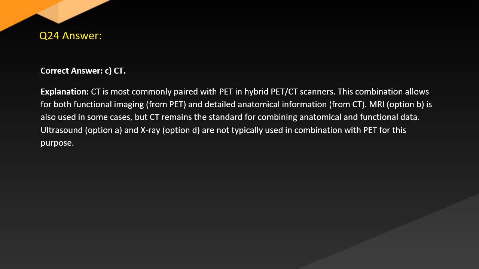CT is most commonly paired with PET in hybrid PET scanners. This combination allows for both functional imaging from PET and detailed anatomical information from CT. Option B is also used in some cases, but CT remains the standard for combining anatomical and functional data. Ultrasound, option A, and X-ray, option D, are not typically used in combination with PET for this purpose.